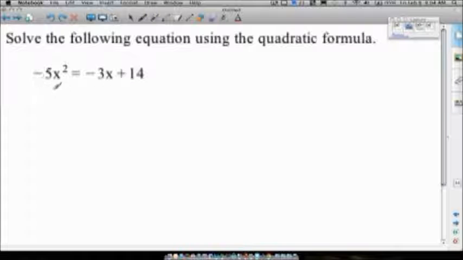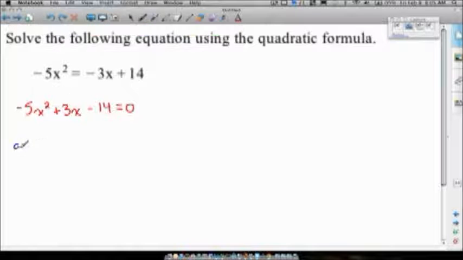I'm going to move, it doesn't really matter what you move. You can move the -3 over here and the 14 over here, or you can move the -5 over there. Doesn't really matter. I'm just going to go ahead and write it as -5x squared. Moving the 3x over here makes it plus 3x. Moving the 14 over here makes it minus 14, and it's equal to 0 now. You just want to force a 0. And again, I moved two terms, but it doesn't really matter.